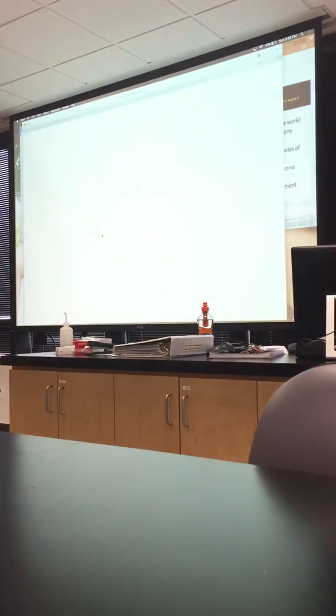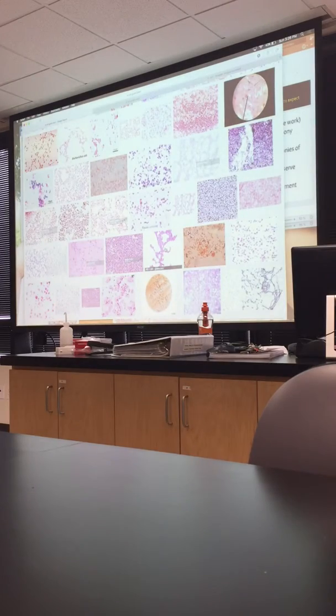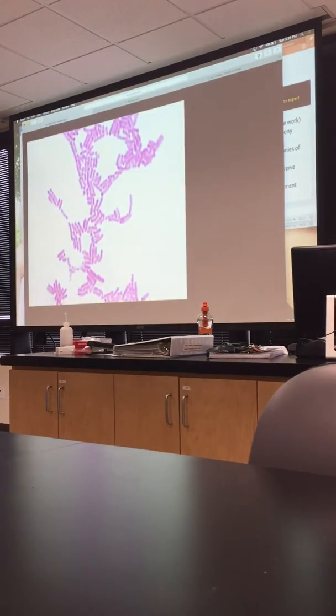Here's another one. Oh, that one's really tiny. Okay. What shape is E. coli? Here's a good one. Bacilli. Okay. Is it gram-negative or gram-positive? If you could recognize that that is E. coli, you'll be fine on my practical, because the slide that I have up here is horrible. That is gram negative. This is rod shape.